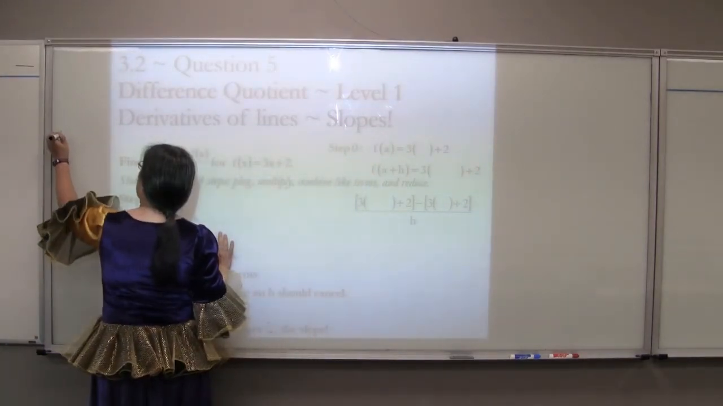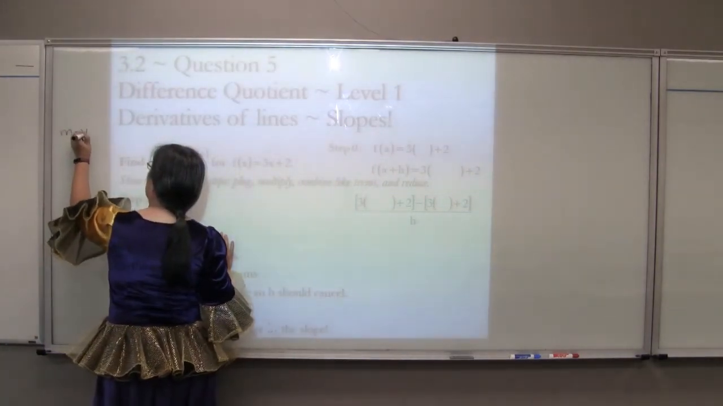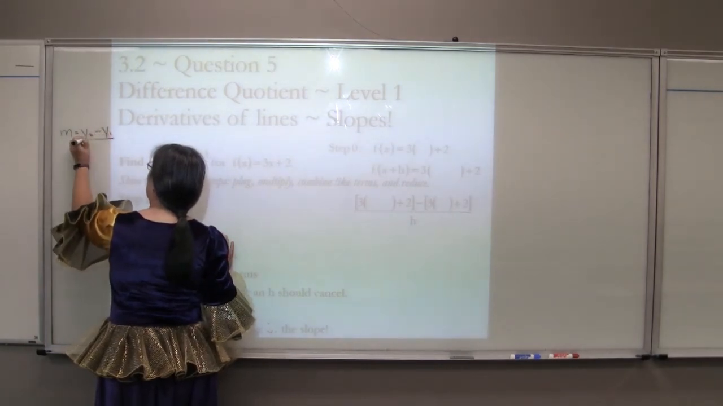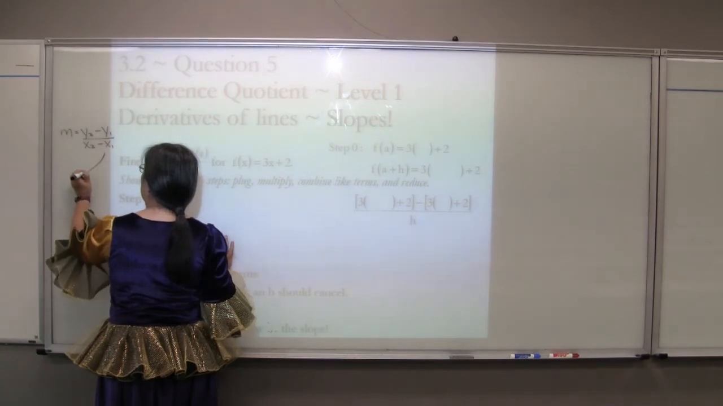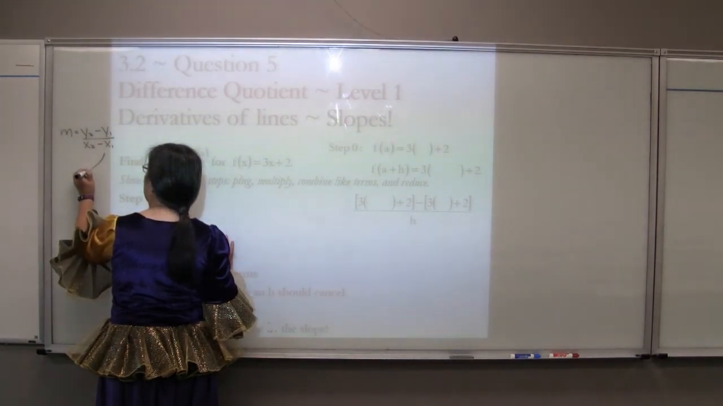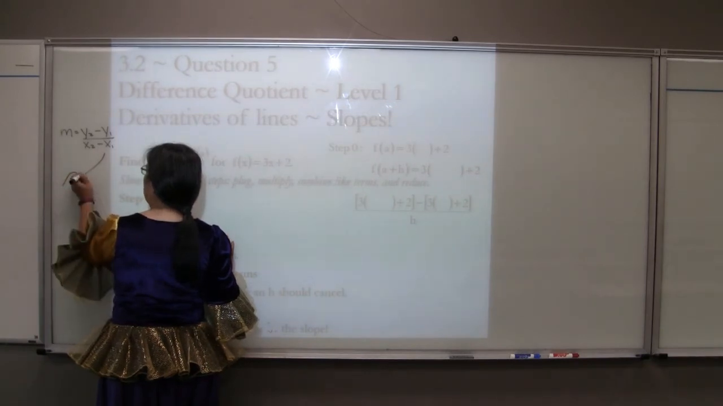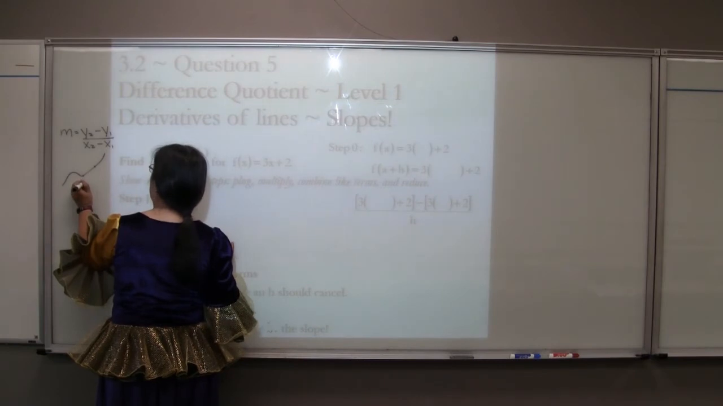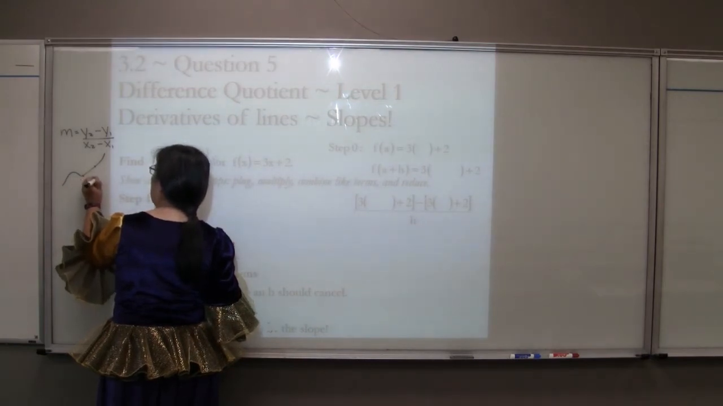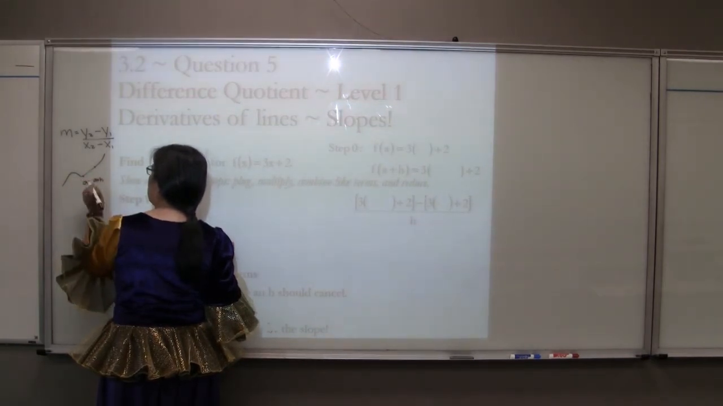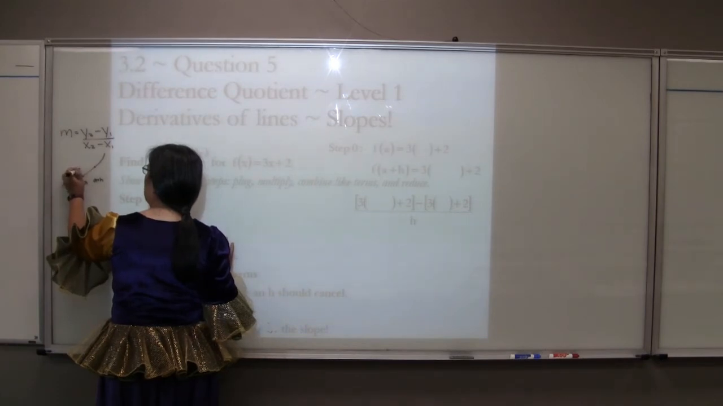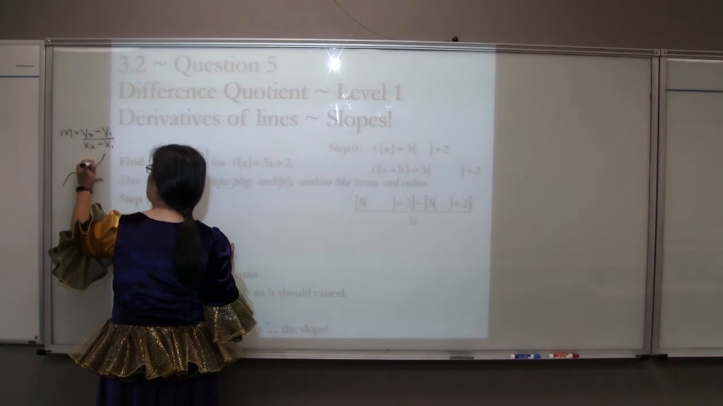So the slope formula is m is equal to y2 minus y1 over x2 minus x1. And that would be if I had 2 points on the line. But the thing is, not everything is going to be a line. Eventually we're going to get things that aren't lines. And instead of x1 and x2, we're going to have a and a plus a small amount h. The y value is going to be your f of a and your f of a plus h.